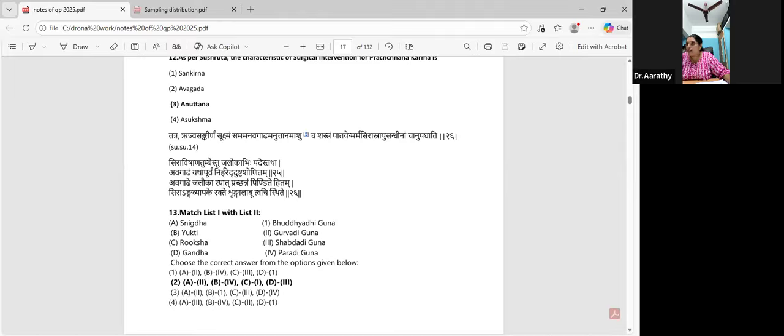It should be Riju, straight. It should be Asankirnam, not very complicated. It should be Sukshmam, very minute or very precise. Then Samam, in a proper Sama manner. Then Anavagadam, not so deep. Anuttanam, it shouldn't be very deep, and it shouldn't be very superficial also. Okay. So these are the characteristic features of Prachana. So the option Anuttanam is the answer. Samam, Anavagadam, Anuttanam, Ashu. Ashu is also mentioned. Ashu means it should be very fast, right?